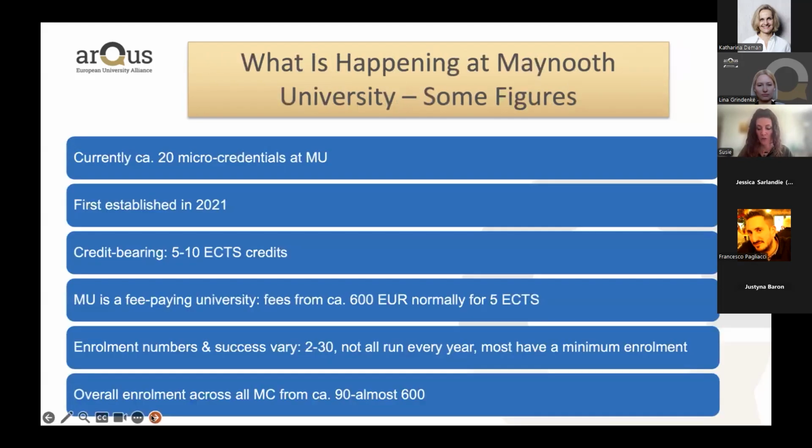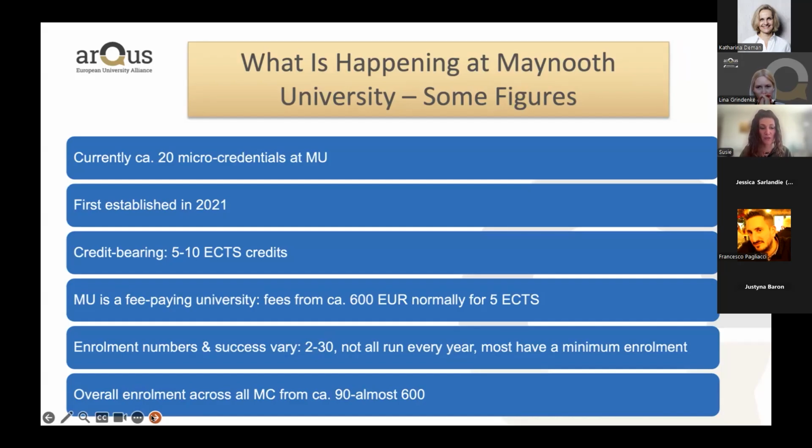So I'm just going to give you some basic figures on what is happening at Maynooth University. So we have currently circa 20 micro-credentials. The first ones were established in 2021. They are all credit-bearing, and normally between 5 and 10 credits. So a large number of the micro-credentials are 5 credits, some are 7.5, some are 10.